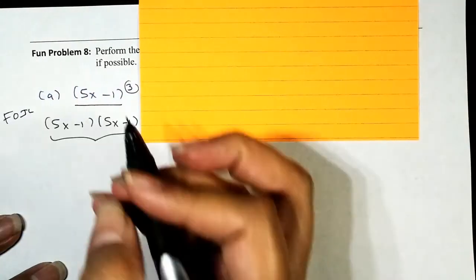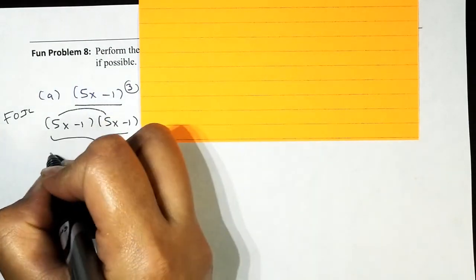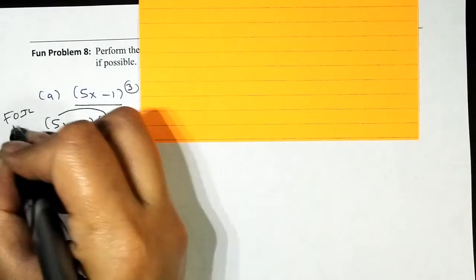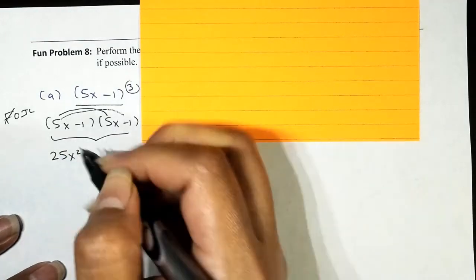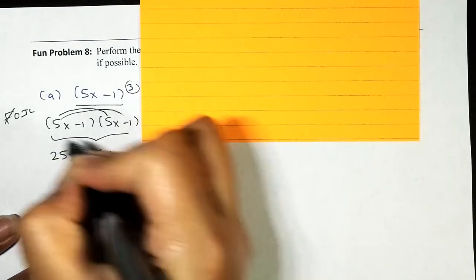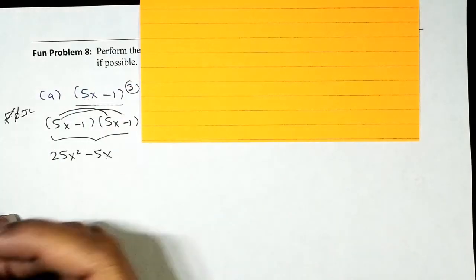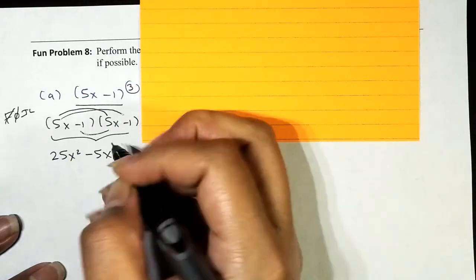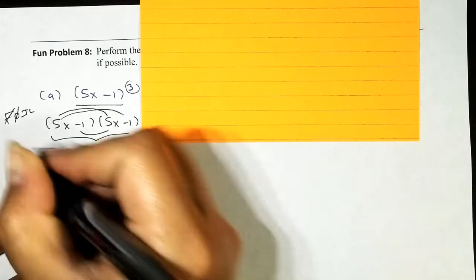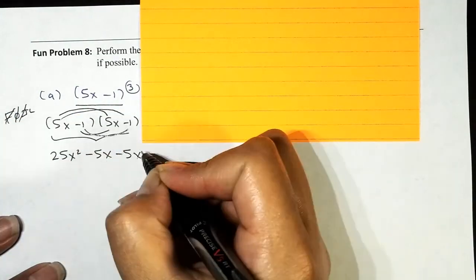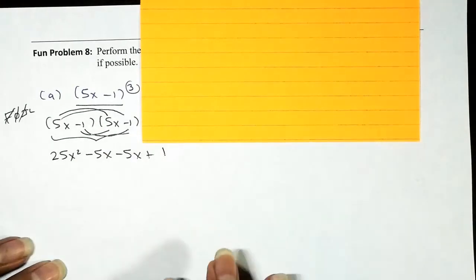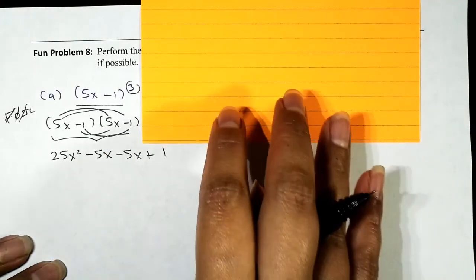F, product of the first terms, 5x times itself will give us 25x squared. O, product of the outer terms, 5x times negative 1 will give us negative 5x. I, product of the inner terms, negative 1 times 5x will give us negative 5x. L, product of the last terms, negative 1 times itself will give us 1. Fantastic. Let me go ahead and bring down the rest of the problem.